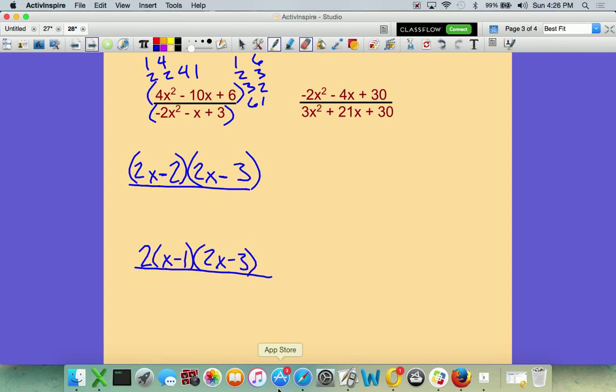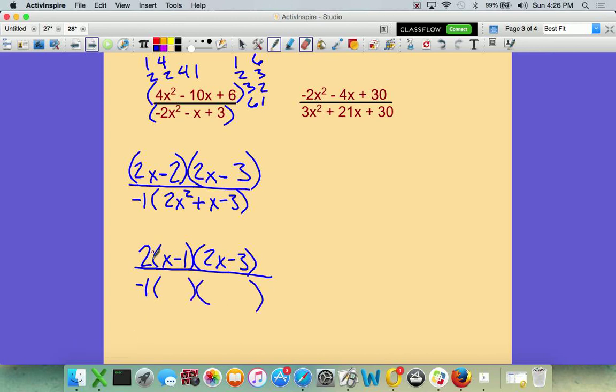Alright, so can we do that down here? Well, no, there's nothing that goes into all three of them. But I don't like having a minus a value there. So I'm going to factor out a negative 1 right away. And then I'm left with 2x squared plus x minus 3. Okay, so then I bring that negative 1 down here, and now I can hopefully factor this thing a little bit.